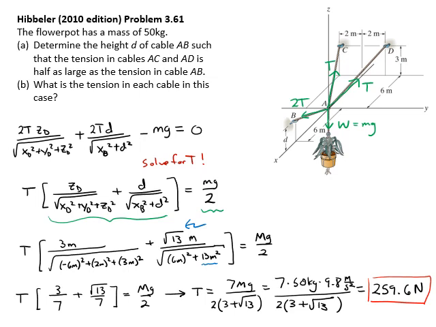So remember, T was the magnitude of TAC and was equal to the magnitude of TAD, which is about 260 newtons. And then TAB, remember, was twice as large. So that's 2T. If you multiply that by 2, you get about 520 newtons. So there's your answer to part B.